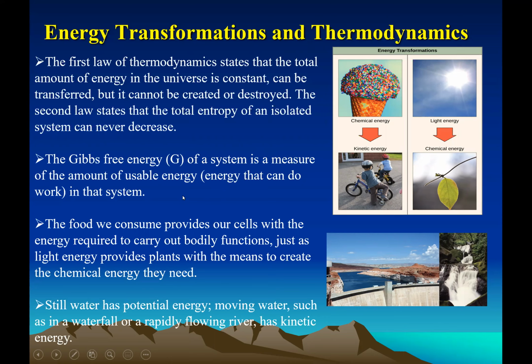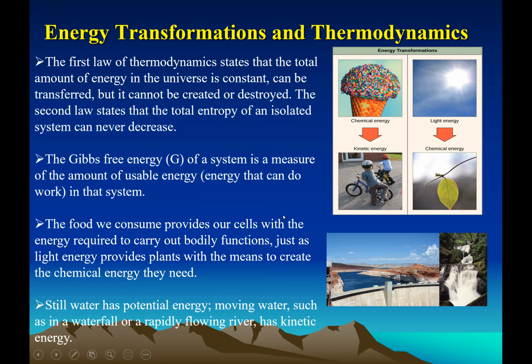So Gibbs free energy of a system is the amount of usable energy in a system. The food that we consume will provide all the energy for all the chemical reactions that are happening in our cell. And then there's two types of energy: potential energy and kinetic energy. If you take just water, the energy of an inert system is called potential energy. But when it's moving, the energy associated with movement is called kinetic energy.